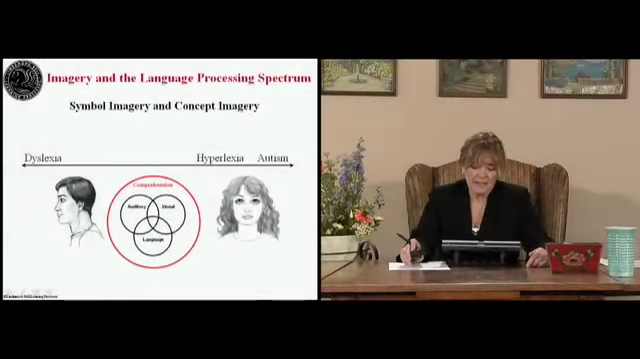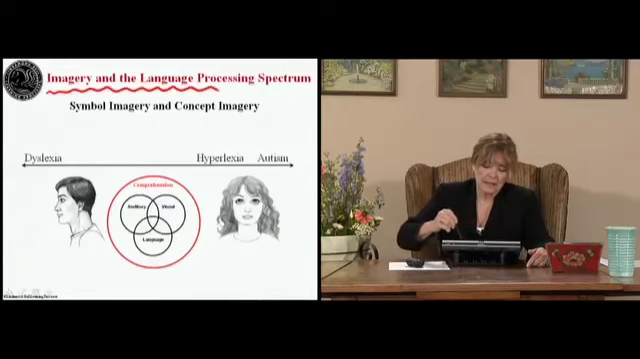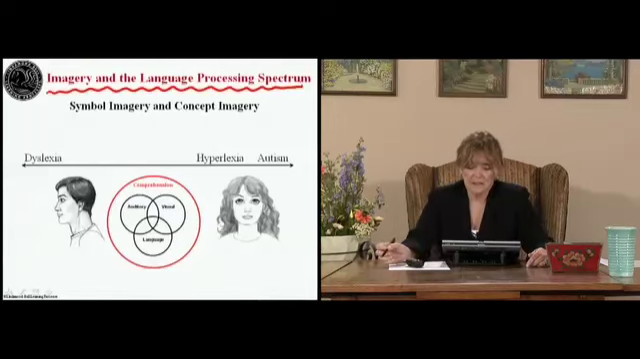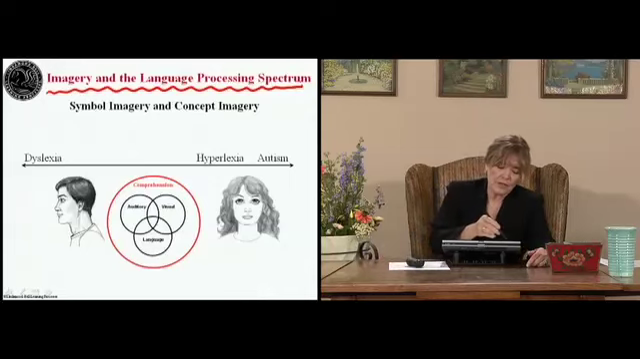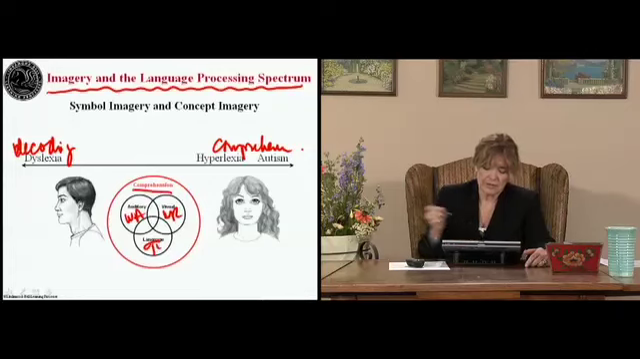Let's get to the meat of symbol imagery and concept imagery. It's my theory that imagery is a part of the language processing spectrum. So if you look over here on dyslexia, these are the students that have difficulty with decoding, and these are the students that have difficulty with comprehension. So here's word attack, here's word rec, here's paragraph reading, and of course comprehension.